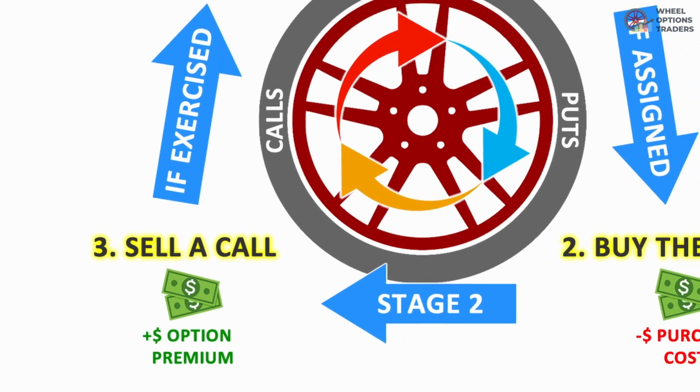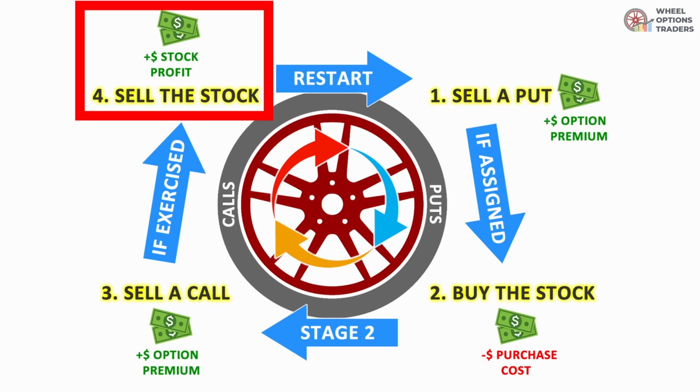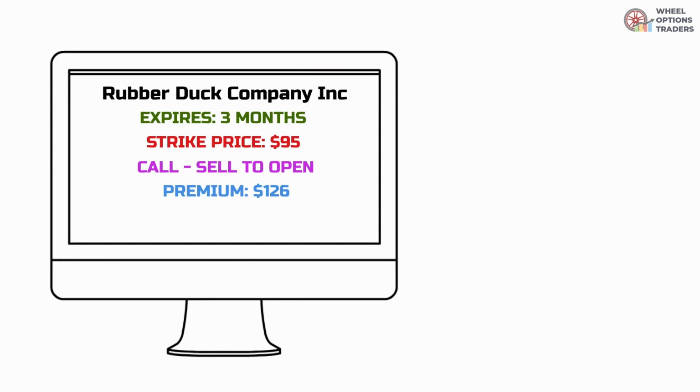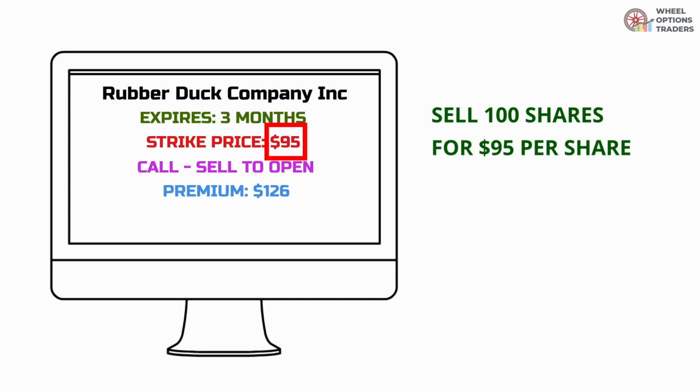At that point, your shares in Rubber Duck Company are exercised away from you as the buyer of your option contract will buy those shares at the price of the call option strike price. So in the example's case, you would sell your 100 shares to the option buyer for $95 times 100 shares equals $9,500. And this is what happens in the second outcome.